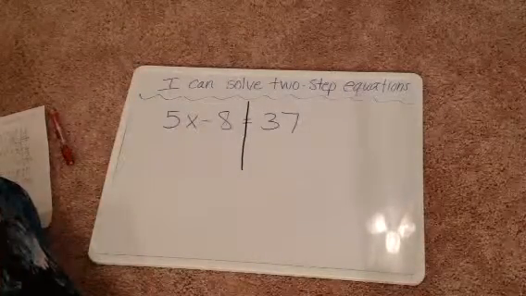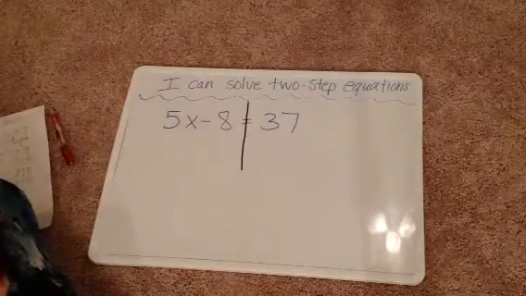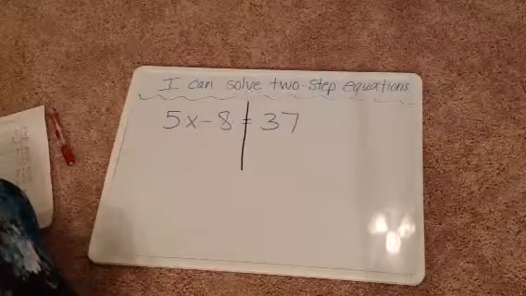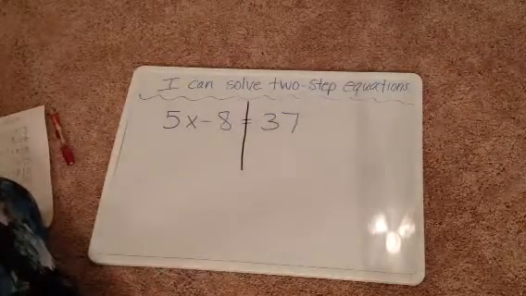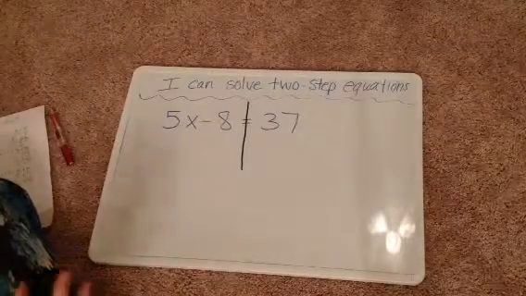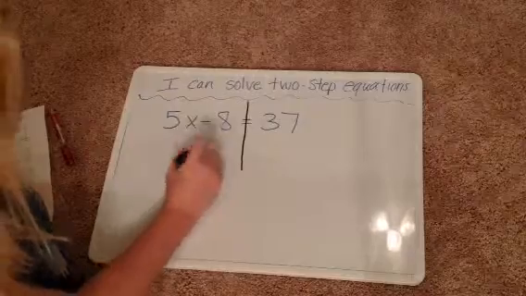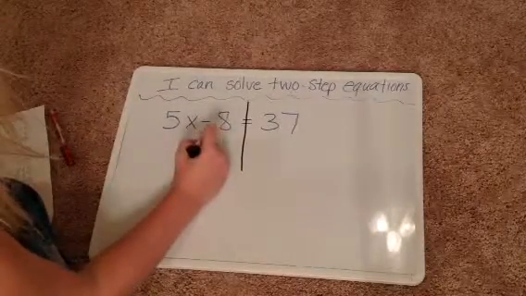So I also need to know where my variable is. So I know that my variable is 5x. So we know that we need to get x by itself. So remember, we're going to be doing our subtraction and addition first, and then we'll move on to multiplication and division. So in order to get x by itself, we're going to start with this minus 8. I know if I want to get rid of it, I'm going to do a plus 8.